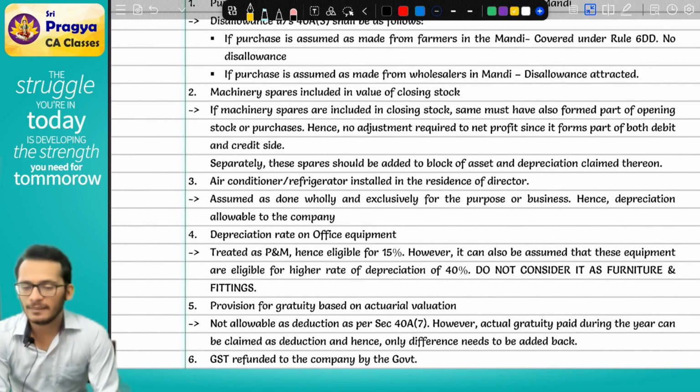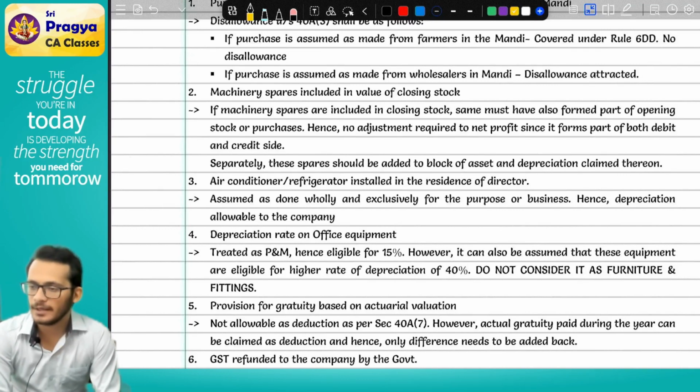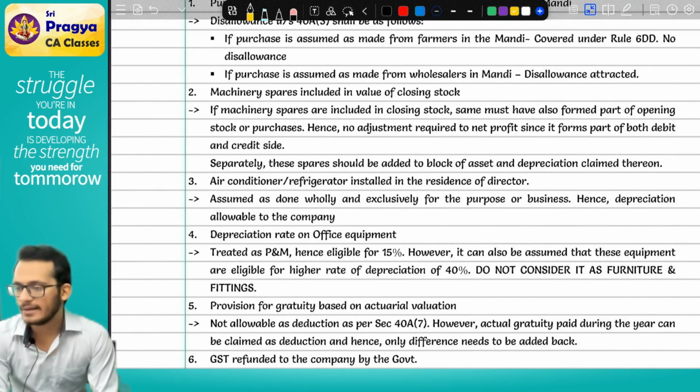ICAI made an assumption saying that since the director is an employee of the company and the company is a separate legal entity, the AC which is installed is for more effective work by the director in the home also.